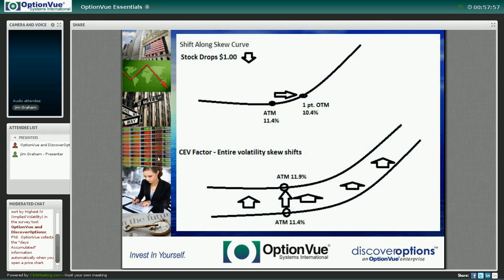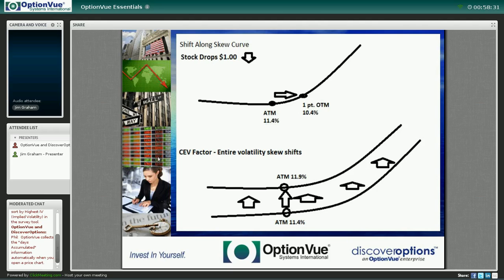So let's say just looking at a graph and the stock drops $1. What I did was I drew the volatility skew. And you have an at the money option right here, ATM, at the money. And the current MIV is 11.4%. Then the stock drops $1. So now, what should I use as the MIV to calculate the fair value after the underlying's dropped $1?